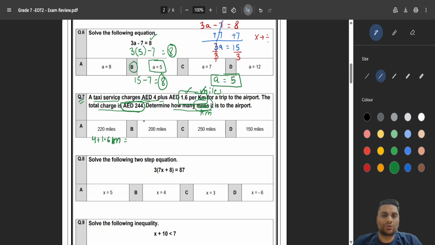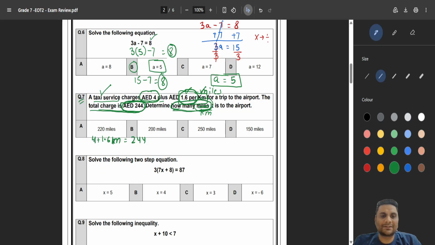Yes. So what is the question? Again, just try to understand. A man wants to take a taxi service. Okay, there was a fixed charge of 4 dirhams when he enters the cab, and for every kilometer he has to pay 1.6 dirhams. Okay. Now, at the end of the taxi service, he paid how much? 244 dirham. Yani this total money should be equal to 244 dirham. Correct? So he is asking you now how many miles did the taxi travel? Okay, to the airport. So this is an equation we have to solve.